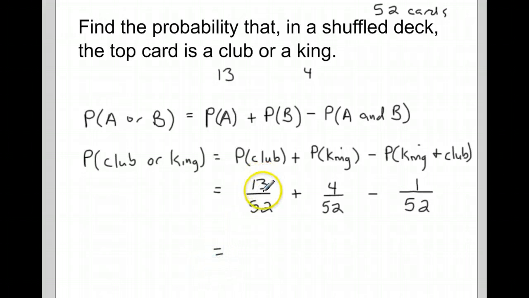Alright, and if we add it up, 13 and 4 is 17. Minus 1 is 16 out of 52. Both of those have a 4 in common. So if I factor out the 4 to reduce it, I get a 4 out of 13 chance.